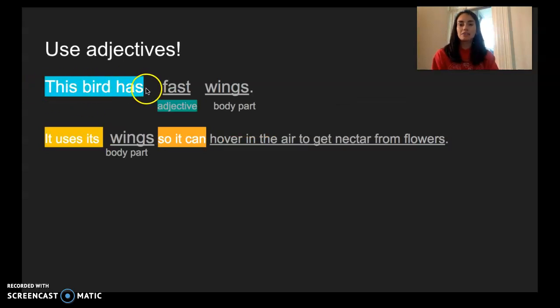This bird has fast wings. Okay, so the adjective is fast. I'm not just saying this bird has wings. I'm telling you what kind of wings. Its wings are fast. It uses its wings so it can hover in the air to get nectar from flowers. So that second sentence is telling you the job of the wings.